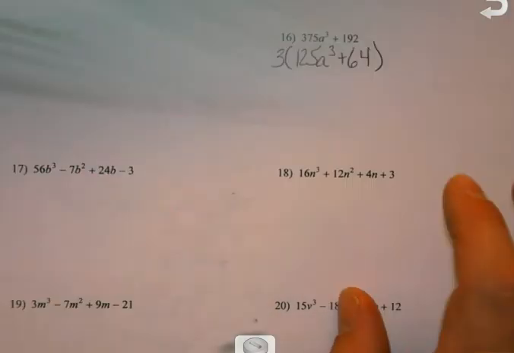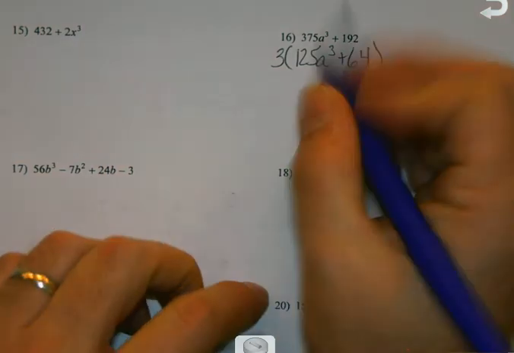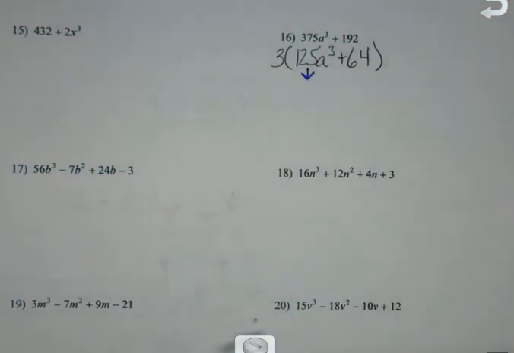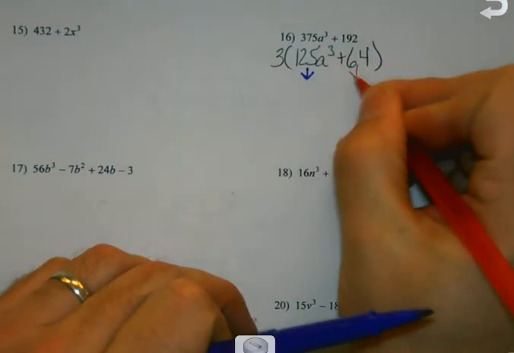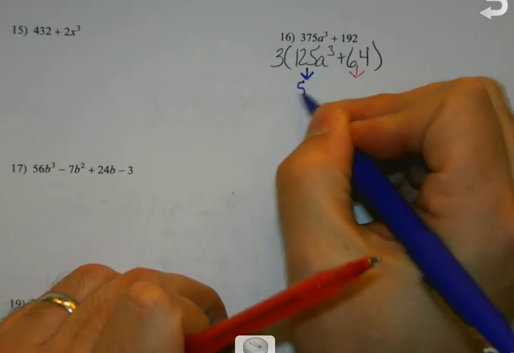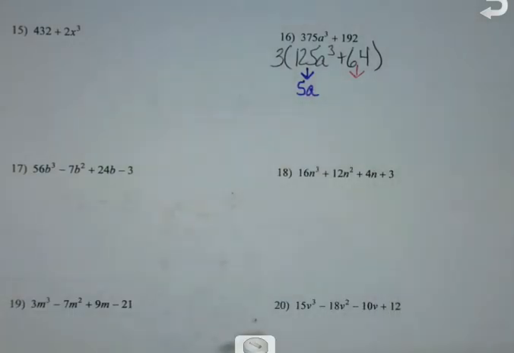Okay, let's put this over here for a minute. What do I cube to get 125? 5. And then I cube a to get a cubed. So I'm just writing down what I cube to get each thing first. And then what do I cube to get 64?